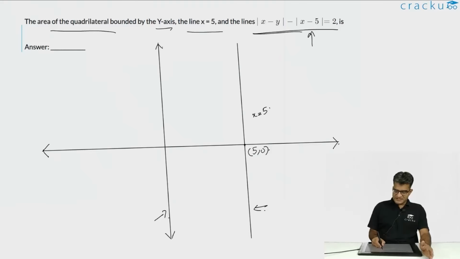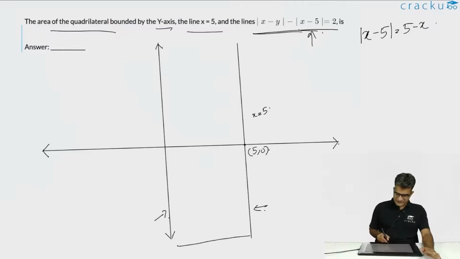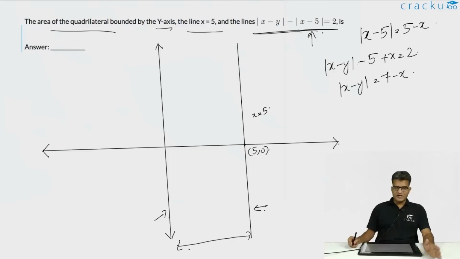In this equation, essentially we are looking for all the values of x which lie between 0 and 5. So over here, the value of modulus of x minus 5 will be equal to 5 minus x, because we are looking for the values of x which lie between these two lines. So the equation becomes modulus of x minus y minus 5 plus x is equal to 2, or modulus of x minus y is equal to 7 minus x. Now again, there are two cases.